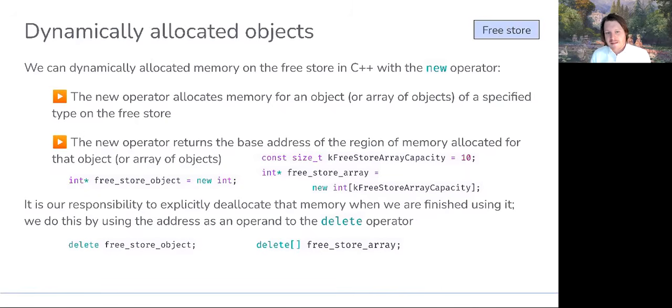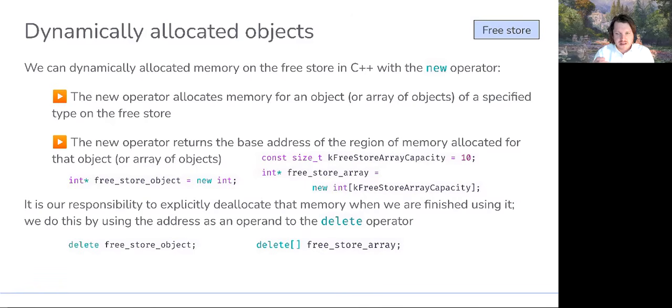We can dynamically allocate memory on the free store in C++ with the new operator. Anytime we're saying new, we're thinking something's going to be allocated on the free store and that we're going to control the lifetime of that object, which means we'll need to call delete on its address when we are through with it. The new operator allocates memory for an object or an array of objects of a specified type on the free store, and returns the base address of the region of memory allocated.